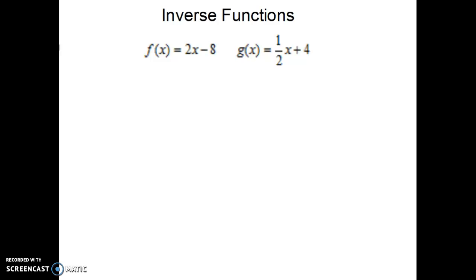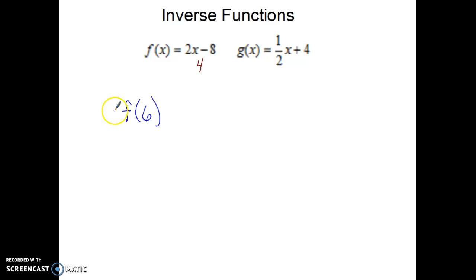So now we're going to take a look at two functions. These two functions are inverses. And here's how an inverse works. I'm just going to choose the number 6. Let's assume that I put 6 into the f function. If I were to do that, 2 times 6 is 12, minus 8, I would get a value of 4.